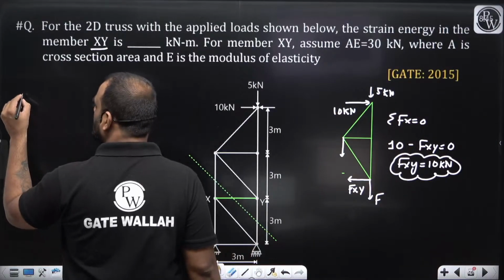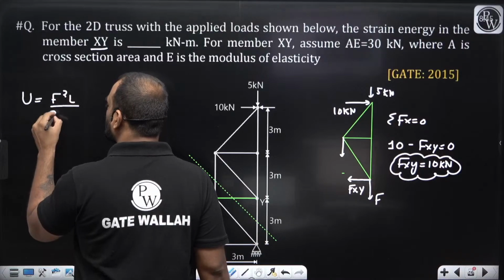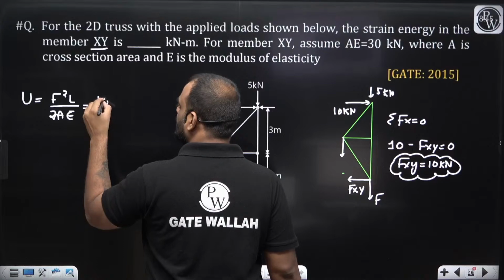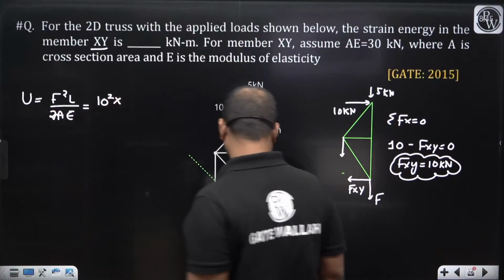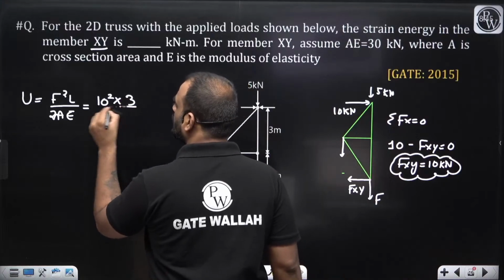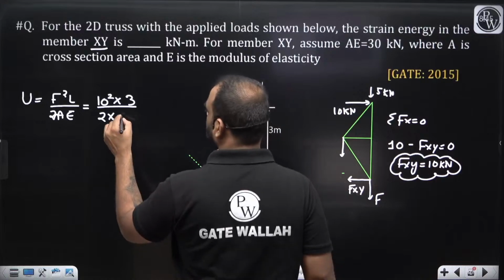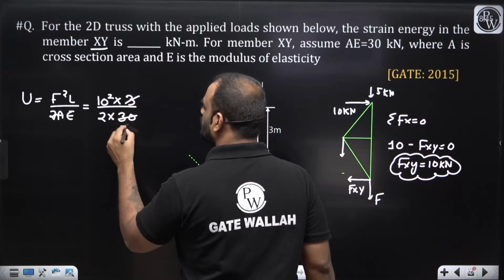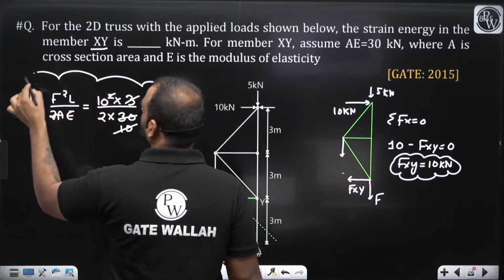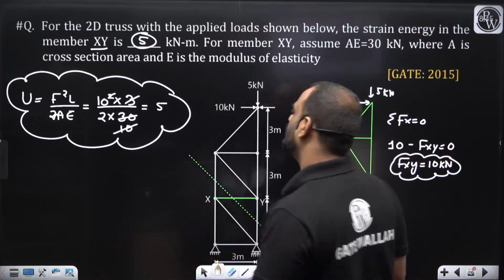Now you know, guys, how to calculate the strain energy. It can be written as F square L upon 2AE. Clear? So what is the value of F? It is 10, so we'll write 10 square. What is the length of this particular member? It is 3, divided by 2 AE. What is the value of AE? AE is equal to 30. So the answer is 5. The strain energy stored in this particular member is 5 kilonewton meter.